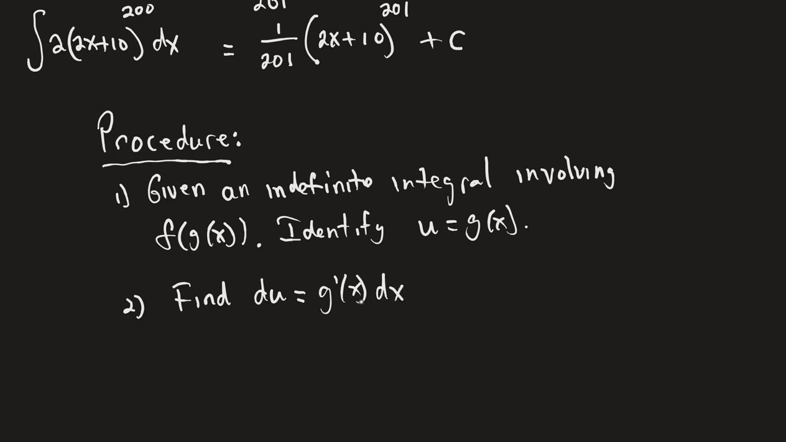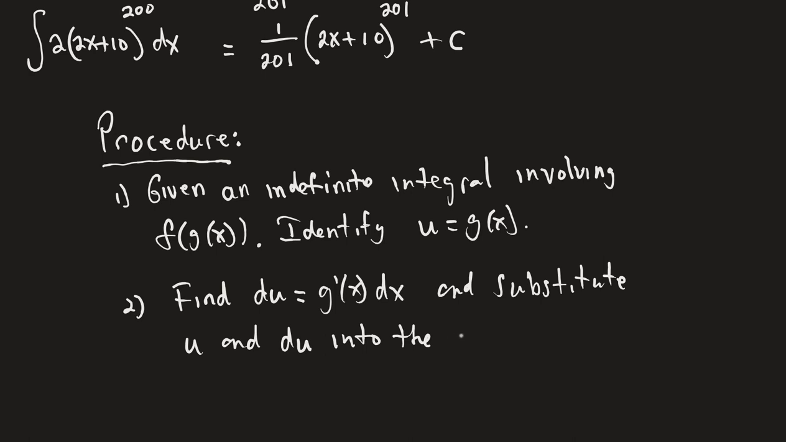So find this differential and substitute the u that we picked in step 1 and the differential that we computed in step 2. So, substitute, or change the variable, and substitute u and du into the integral, right? Because we're switching both the function and the differential.